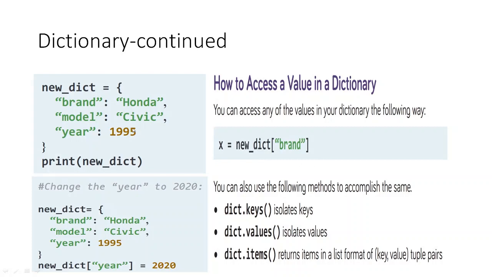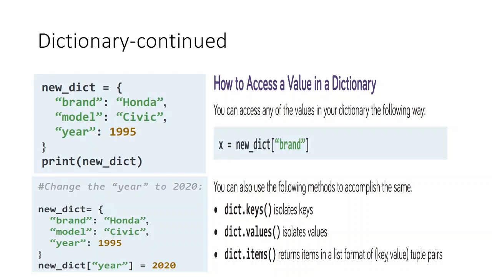Because here you cannot use the indexes, because it's not ordered, right? You cannot use the index. So yeah, you can access it using the key this way: new dictionary of brand. So I can access any values of your dictionary in the following way.